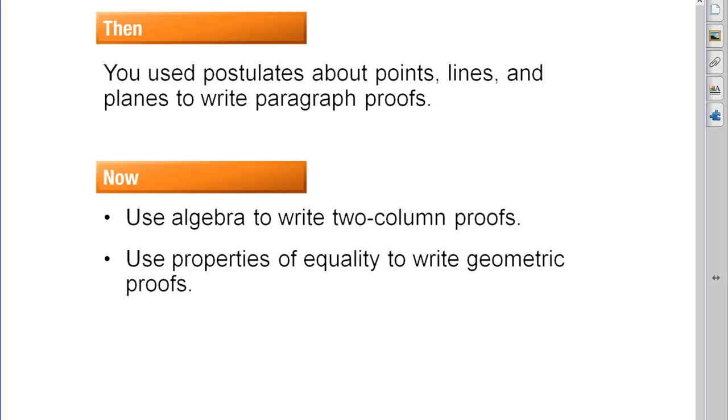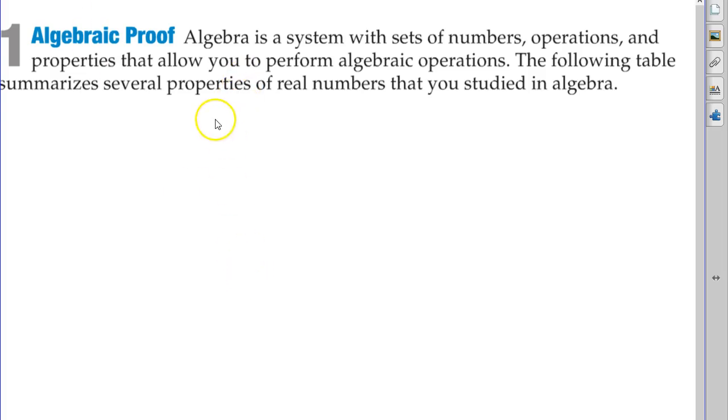So, we've talked about points, lines, and planes to write paragraph proofs. Now we're going to talk about writing two-column proofs and then properties of equality to write geometric proofs. So first of all, an algebraic proof. You've done these before, you just haven't had to go to the same extent to explain a problem like this. So in algebra, we use numbers, operations, and properties to perform algebraic operations.